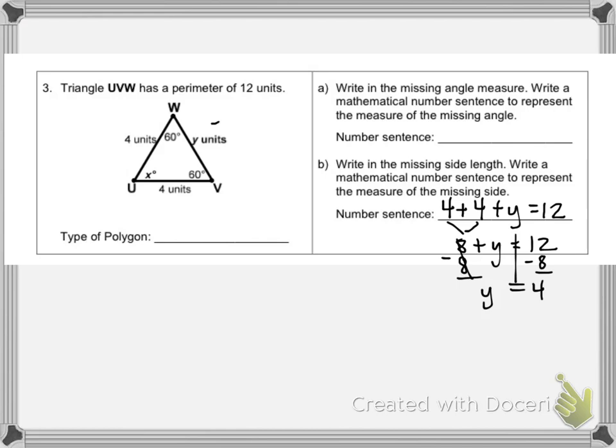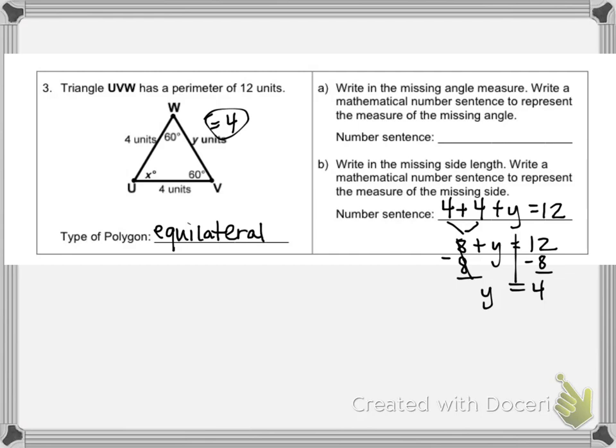Y is equal to 12 minus 8, which is 4. So I come back here and I say that the missing measure is 4. So if I look at my sides, I have a 4, and a 4, which means they're all the same. So I'm going to call this an equilateral because all sides are the same size.